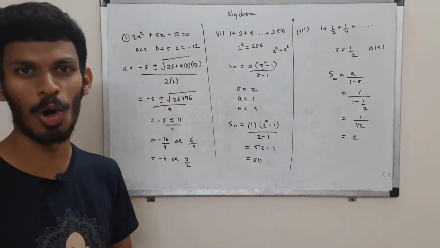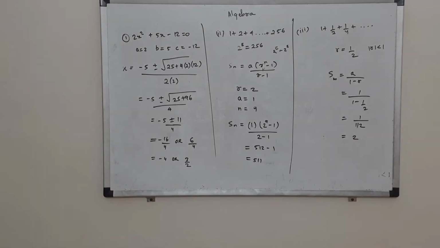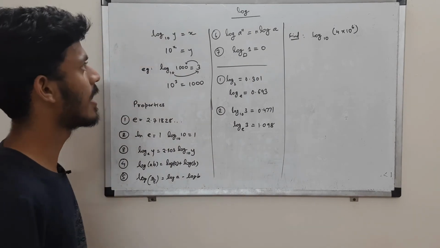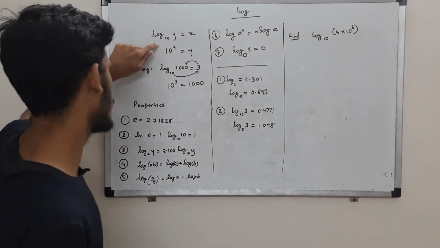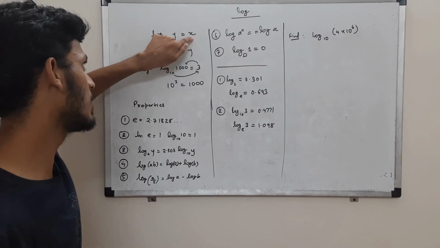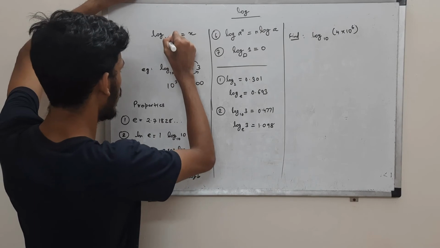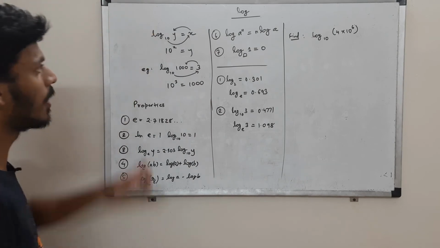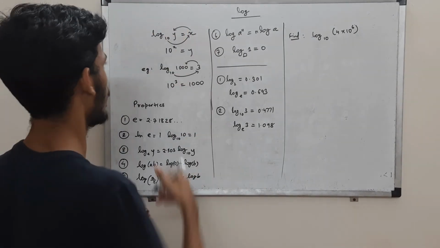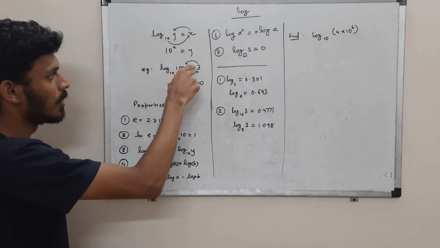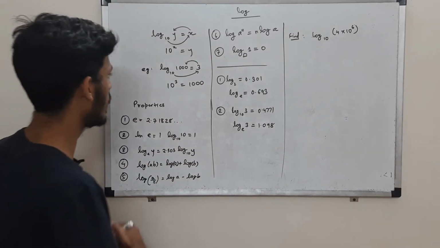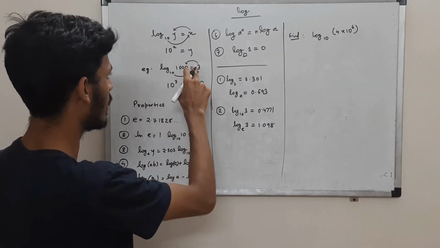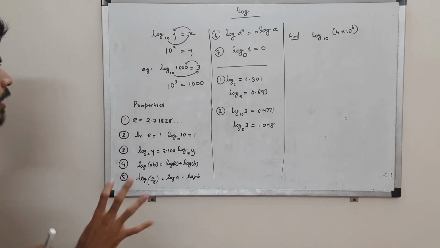Now let's study about logs. Log to the base 10 of y is given as x. What does this mean? This means: what is the number that the base should be raised to, to give y? 10 to the power x gives y. So when I say log to the base 10 of 1000 is 3, I mean that 10 to the power 3 will give you 1000, which is true. That is the idea behind log.